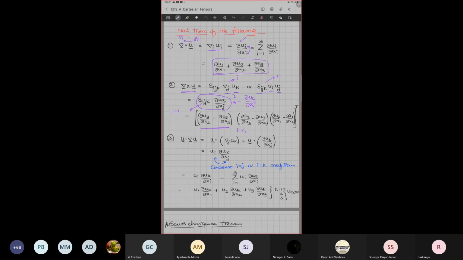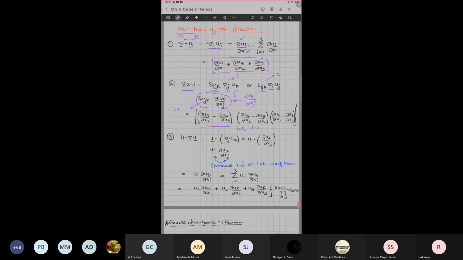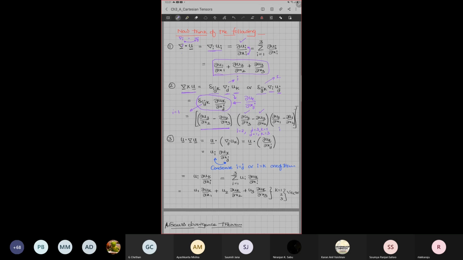Similarly, when i is equal to 2, the only combinations of k and j that survive are j equal to 3 and k equal to 1, or j equal to 1, k equal to 3. Only these two combinations survive. Now i equal to 2, 3, 1, 2, 1, 3, so a +1 and minus combination. So j equal to 3 and k equal to 1 component. Similarly, j equal to 2 and k equal to 3 component survives. Similarly, when i is equal to 3, the components which survive are j equal to 2, k equal to 1, and j equal to 1, k equal to 2. These are the only components that survive. If I write it, it becomes like your typical vectorial product: del u3 by del x2 minus del u2 by del x3, and so on for the other combinations.